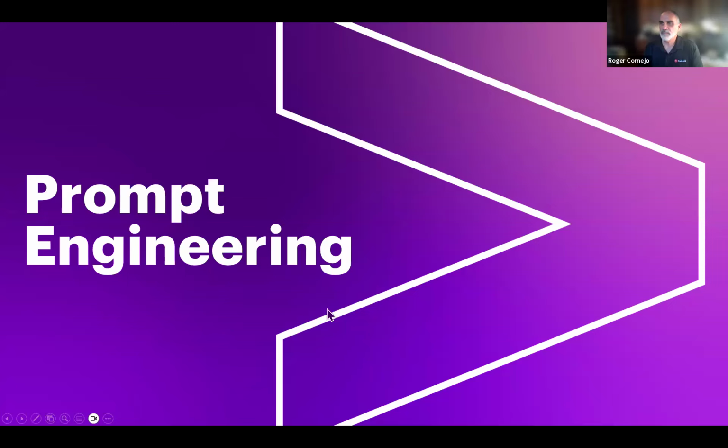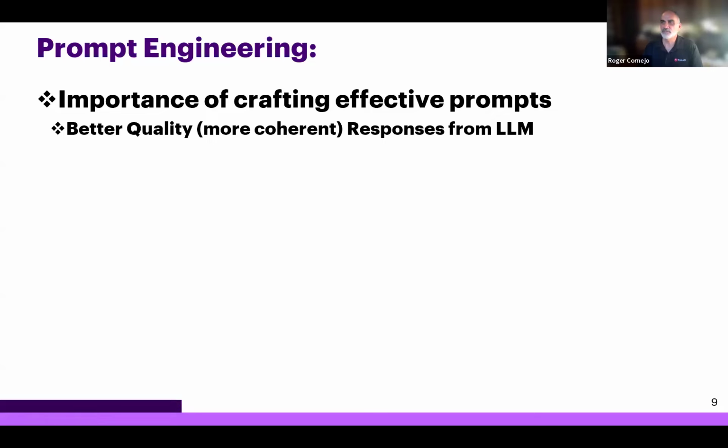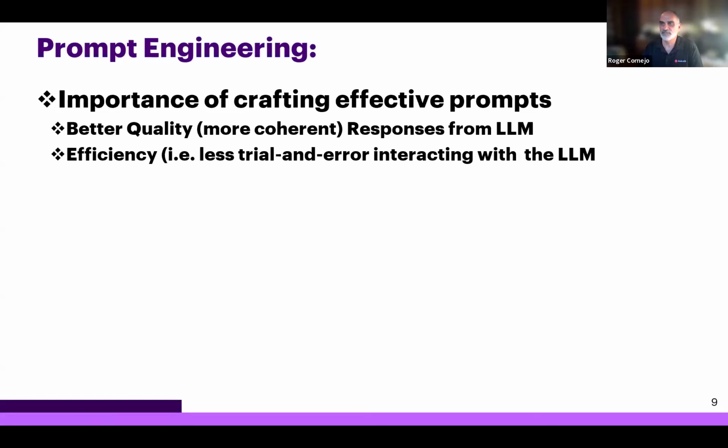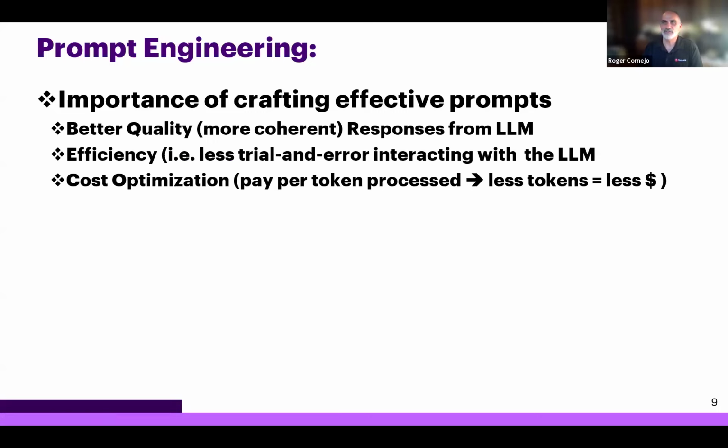Prompt engineering, this is probably a topic that you've heard of, but really the importance of doing that is to craft effective prompts, because you're going to get better responses from your large language models, better and more coherent answers. And there's going to be less trial and error interacting with the large language models if you have good prompts. Some of you may have already experienced with ChatGPT, if you put in a general question, you get maybe not the answer you were looking for. And then, of course, there is the cost optimization idea there, because you pay per token if you're paying for a model, and so the fewer tokens, the less money.